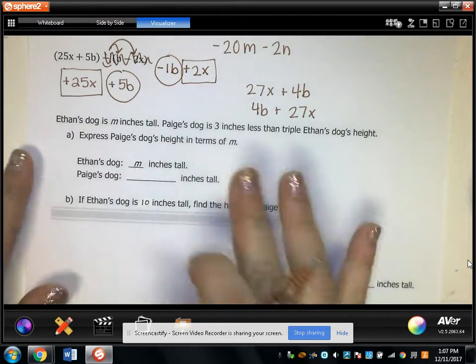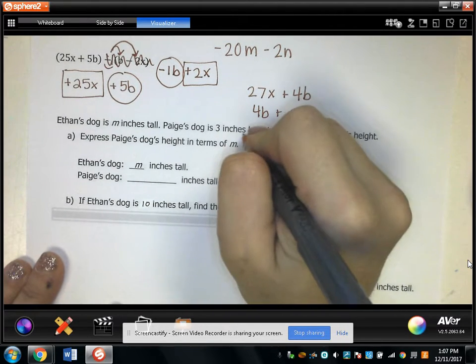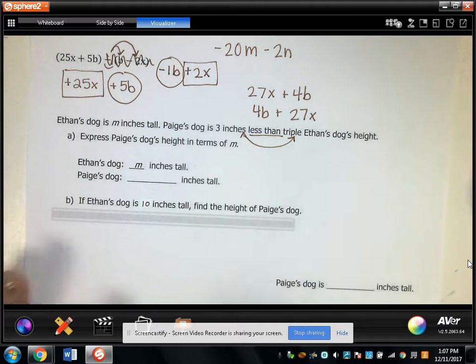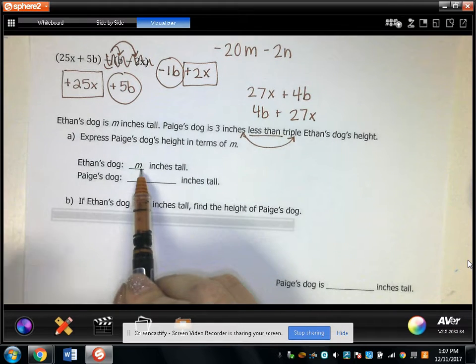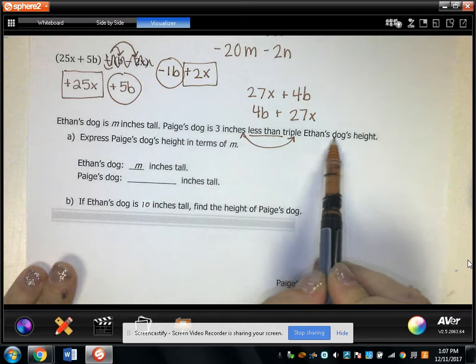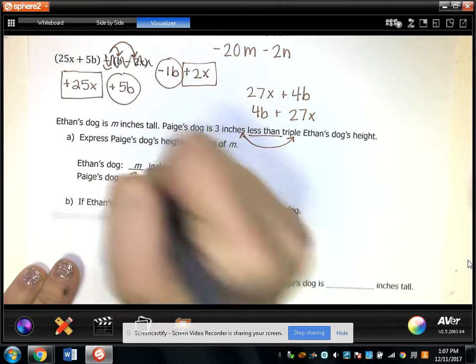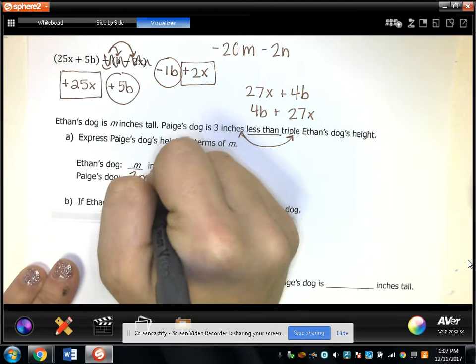Lastly, as kind of a review, Ethan's dog is m inches tall. Paige's dog is 3 inches less than, careful, that changes the order, triple Ethan's dog's height. Express Paige's dog's height in terms of m. So if Ethan's dog is m, then Paige's dog is 3 less than triple Ethan's dog's height. So I want to triple this, 3m, and then I want 3 less than that.